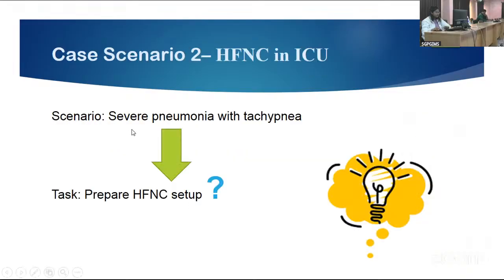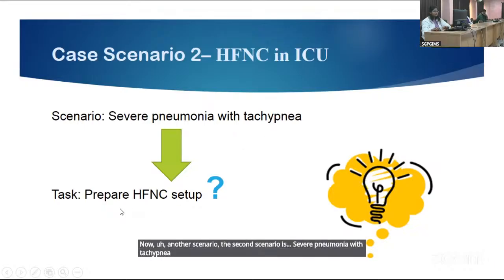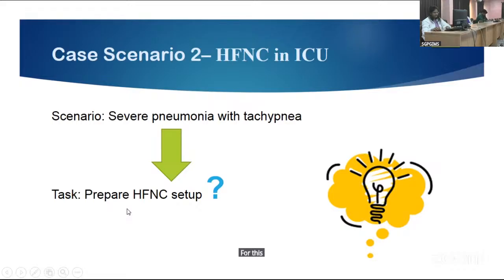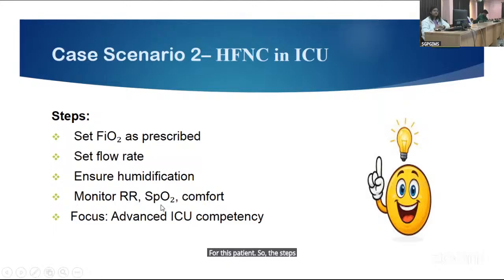Now another scenario, the second scenario is severe pneumonia with tachypnea, and the task here is that we need to prepare HFNC for this patient. So the steps include: we need to set FiO2 as prescribed. We need to set flow rate and ensure humidification. We need to monitor respiratory rate, saturation, and comfort of the patient. The main thing here is that we need to focus on advanced ICU competency.